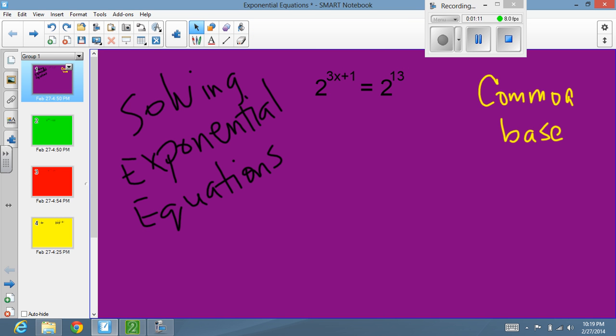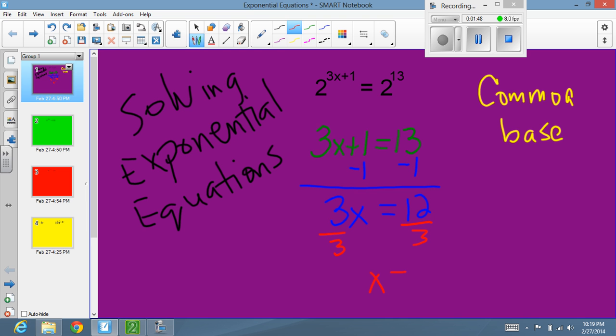Let me kind of do away with these circles here just to clean this up a little bit. When you do have a common base, what you're going to do is make an equation out of the exponents. So in this case, I can just simply do 3x plus 1 equals 13 because the bases are the same. So now you see why it's important that the bases are the same, or to create bases that are the same, because once you do, it makes a much easier equation for us. So I'm just going to solve this now as a 2-step equation. So I have 3x equals 12. I'm going to divide each side by 3, and I'm left with an x value of 4.